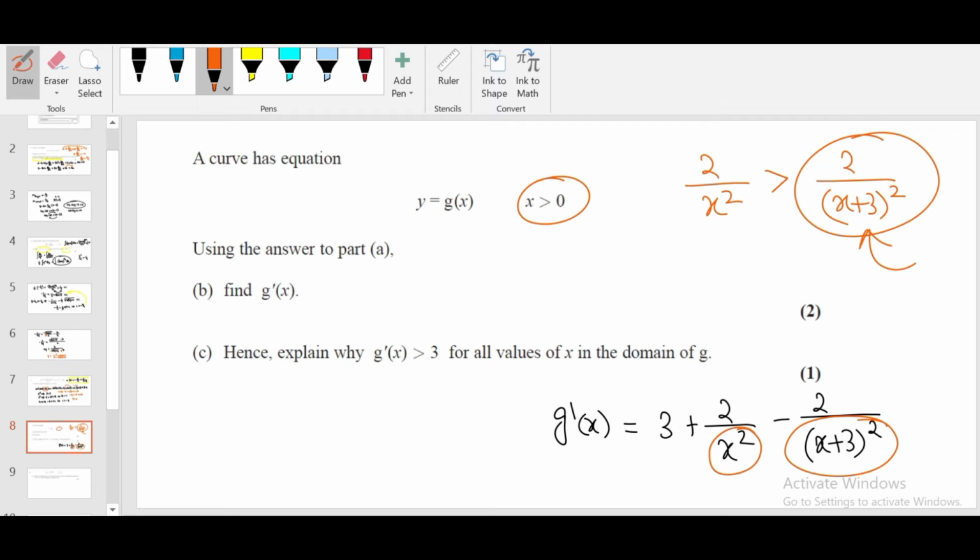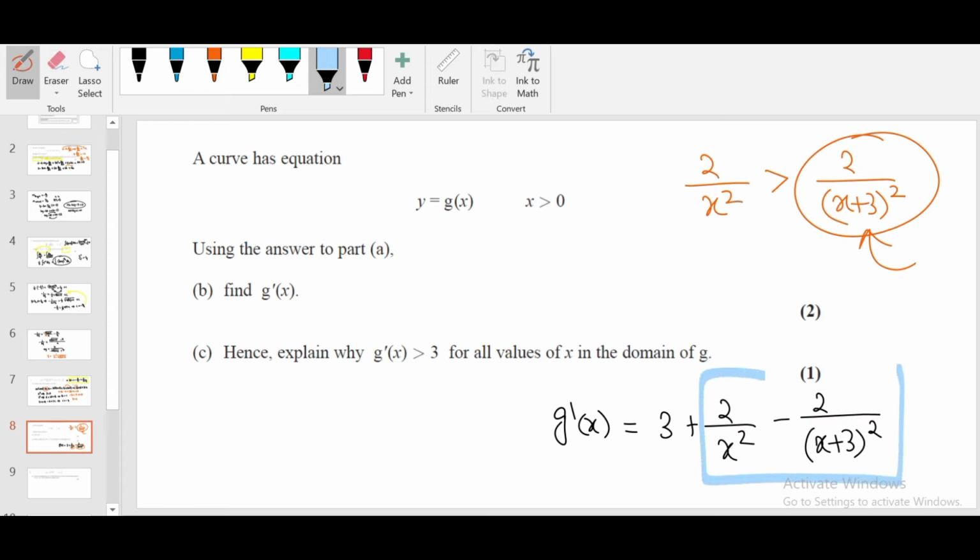Why is it important? Because here you are subtracting 2 over x square minus this. This is a bigger number, this is a smaller number. So eventually you are going to get a positive number. So 3 plus a positive number. So whatever value x takes, this g dash of x will always be bigger than 3.